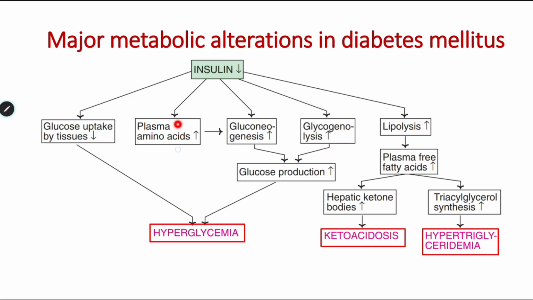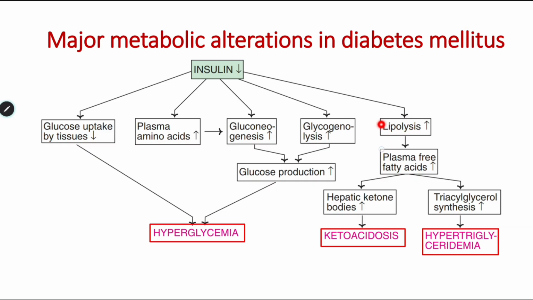And there is a relative hypoglycemia in the sense that cells feel that there is no glucose when there is a lot of glucose. And so gluconeogenesis is stimulated. Insulin inhibits gluconeogenesis, so when insulin is low, gluconeogenesis is stimulated and glycogenolysis is stimulated. Both of these increase glucose production, and decreased glucose uptake by tissues and increased glucose production lead to hyperglycemia.